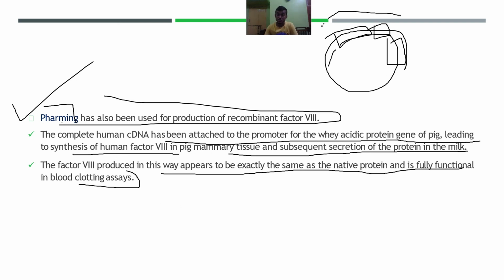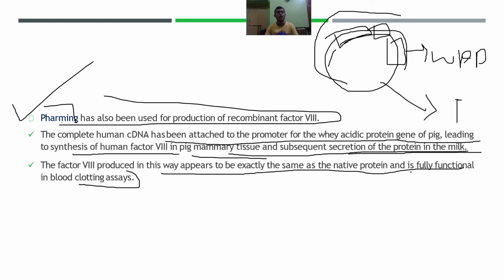So the presence of human cDNA with the promoter and the whey acidic protein gene of the pig would result in formation of human factor 8. This will lead to formation of human factor 8 in the pig's mammary tissue and subsequent secretion of the protein in the milk. So this is how we can produce human factor 8. This production of human factor 8 is called recombinant factor 8.